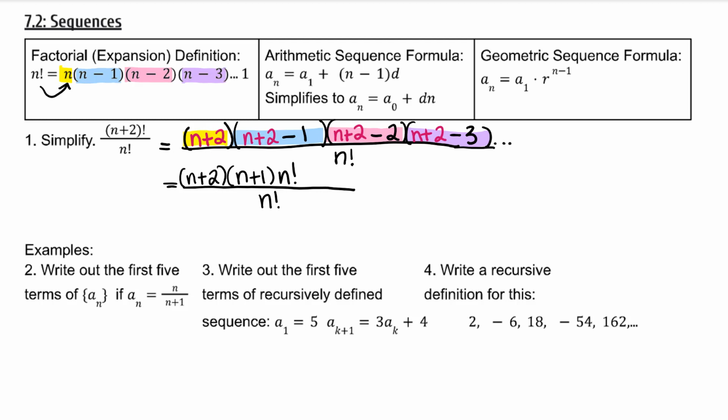N factorial over n factorial is just a special form of the number 1, which leaves us with n plus 2 times n plus 1.